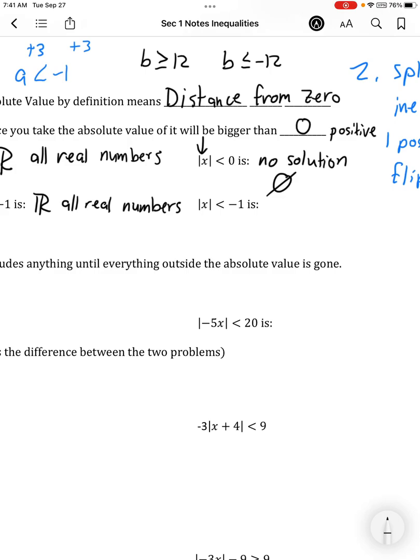Using similar logic, we can go ahead and conclude that this one is going to be no solution as well. You cannot take something, absolute value it, make it positive, and then have it be smaller than -1. There is no number for which that is the case. So the answer is, again, no solution.